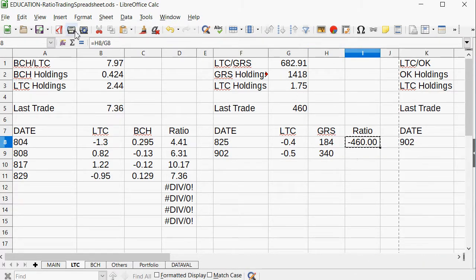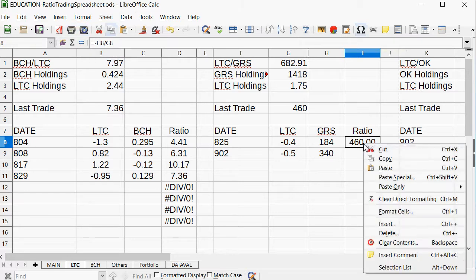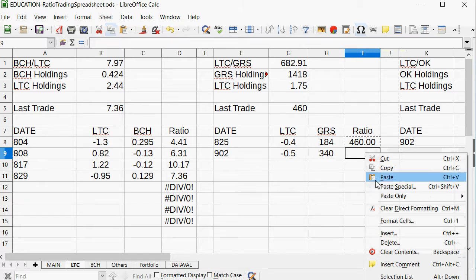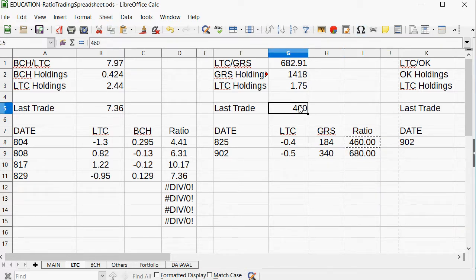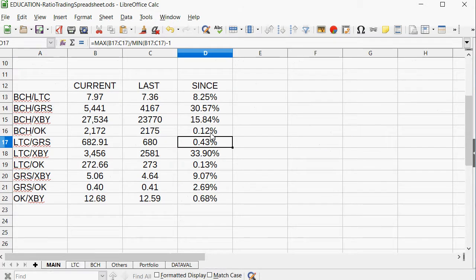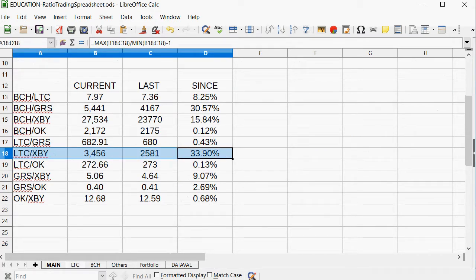And this should be at a level like that to go positive, so I took the negative on that. And 680 here. Litecoin and XBY, it also went higher.